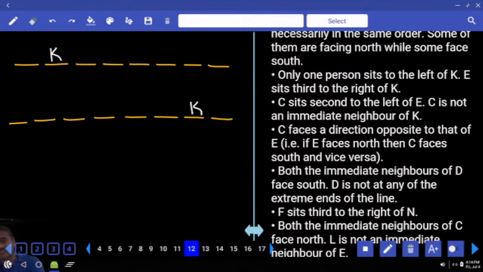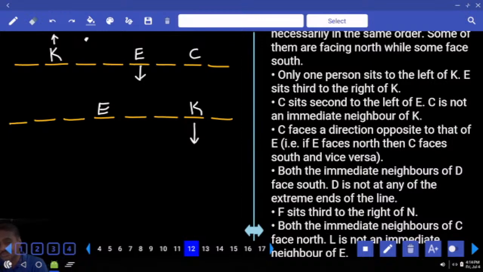Only one is to the left of K, so K must be facing north. In the other case, K is facing south, with only one to the left of K. E sits third to the right of K, E is here. Now here again, E is seated third to the right of K. And C sits second to the left of E, and C is not an immediate neighbor of K. So C cannot be here. As C sits second to the left of E, E must be facing south.